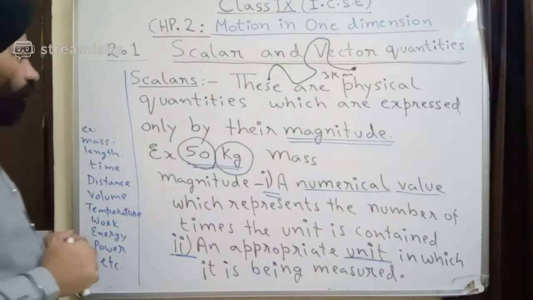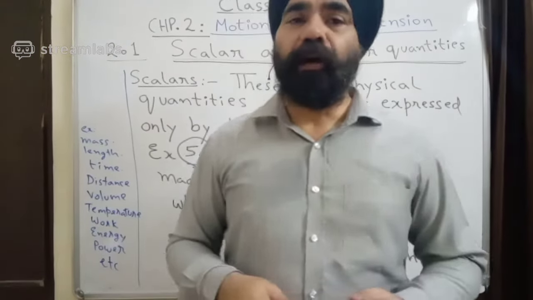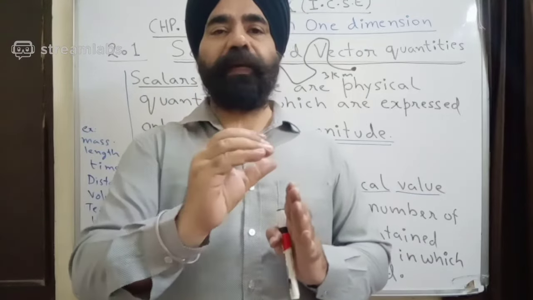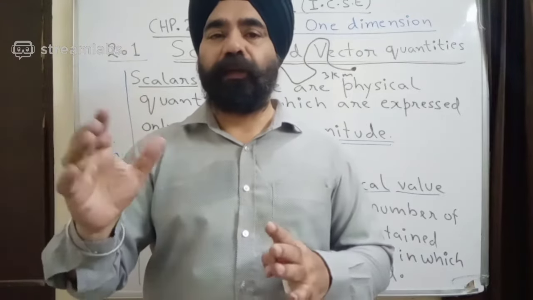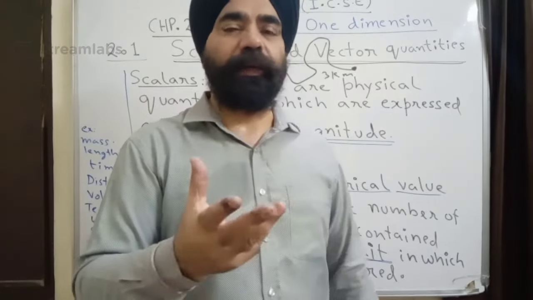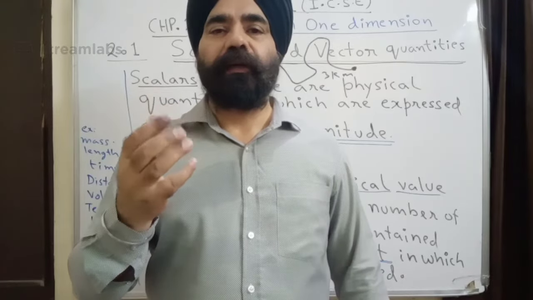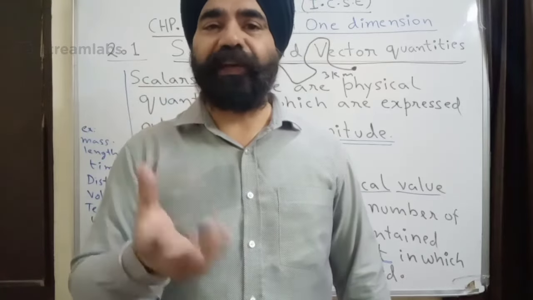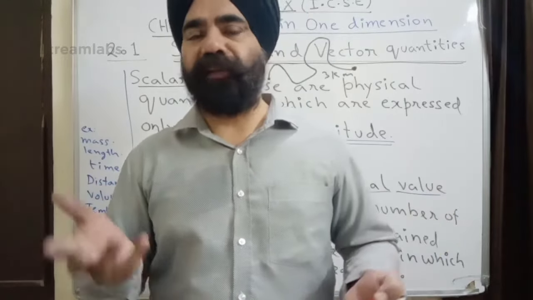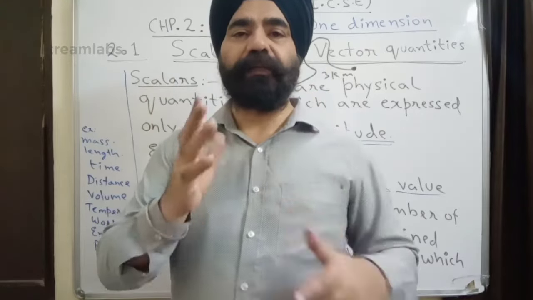Then work. How much work I have done. Work we get by multiplying force, which is a vector quantity, and displacement, which again is a vector quantity. But work is a scalar quantity. It is a dot product of two vectors. It is expressed in SI unit joules, and I don't need direction for it. The force could be in a different direction and the work done could be in a different direction. So we take work as a scalar quantity.